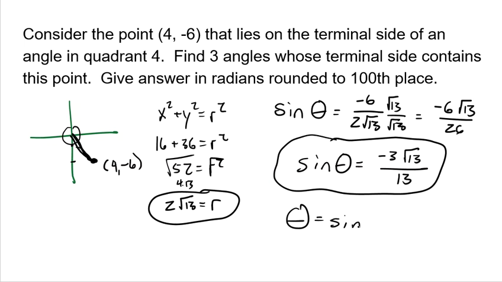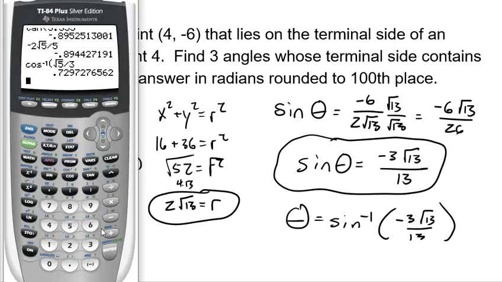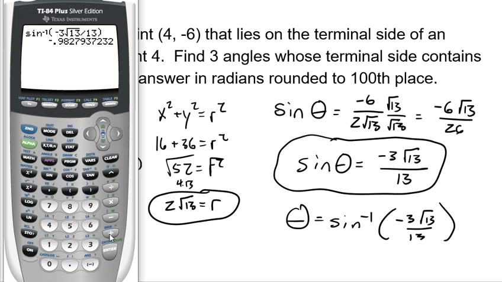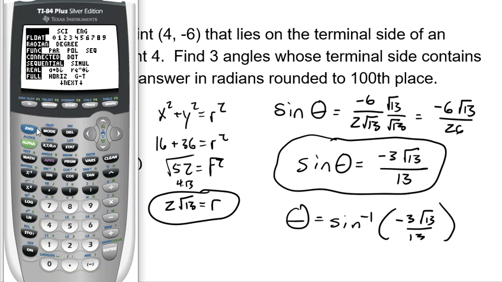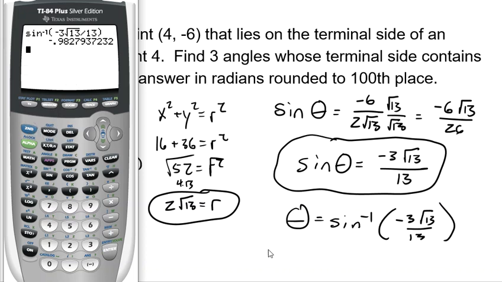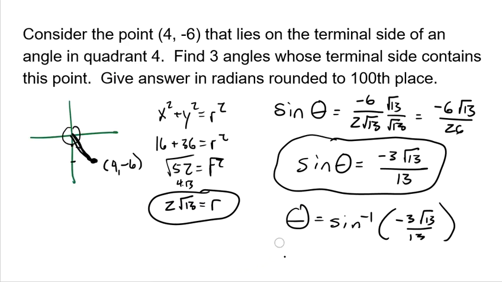If I use an inverse sine and I plug in that -3 radical 13 divided by 13, I will get my angle. But again, I want 3 answers. So this will give me one of them. So I'm going to do an inverse sine of -3 radical 13 divided by 13. A lot to type in there, I realize. And I get -0.983. Now, again, I am in radian mode, so that is in radians, and the question did ask me to be in radians. So the answer is -0.983.